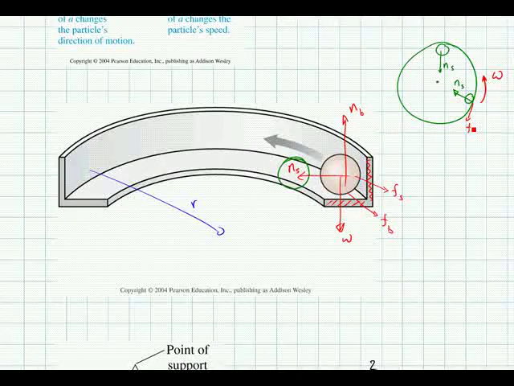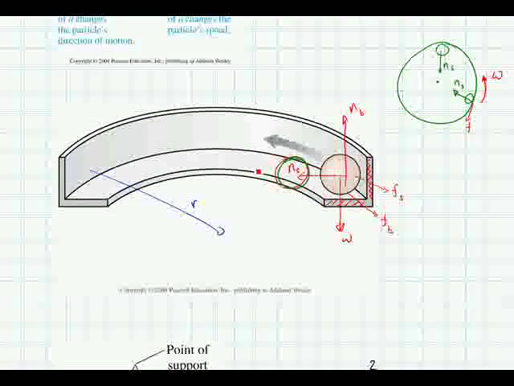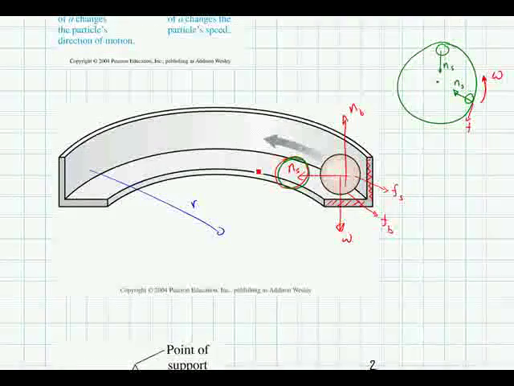So the friction forces don't contribute. The weight doesn't contribute. The normal force from the bottom wall doesn't contribute. So it's the normal force from the side wall that is the only force that contributes to the ball moving around in a circular path.